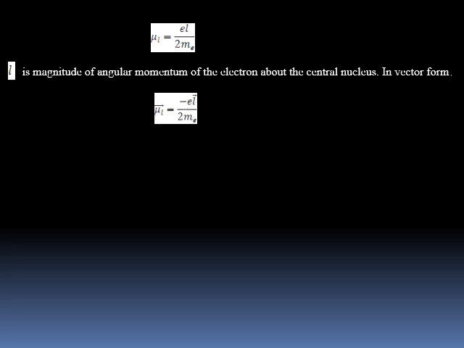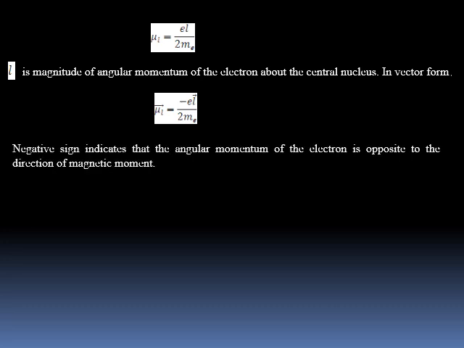We know that MEVR can be written as orbital angular momentum from our Bohr's atom model. So mu L becomes EL divided by 2me. Now, if I write this in vector form, I will have a negative sign there telling that L, that is our angular momentum, and magnetic moment mu L will be in opposite direction. So the negative sign indicates that the angular momentum of the electron is opposite to the direction of the magnetic moment.